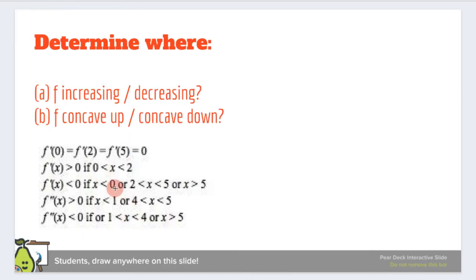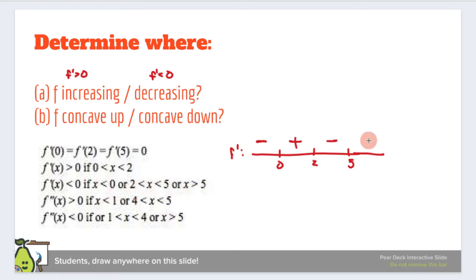So if I have all this information, then let's determine where f is increasing or decreasing. We know f is increasing where f prime is greater than 0. We know f is decreasing where f prime is less than 0. Here is information about f prime. Let's put it on a number line. I love my number lines. So we know f prime equals 0 at 0, 2, and 5. So 0, 2, and 5 are going to go on my number line. F prime is greater than 0 between 0 and 2, positive. Less than 0 means negative, so it's negative from 2 to 5, and then negative again from 5 on. Okay, so it's going to go negative, positive, negative, negative.